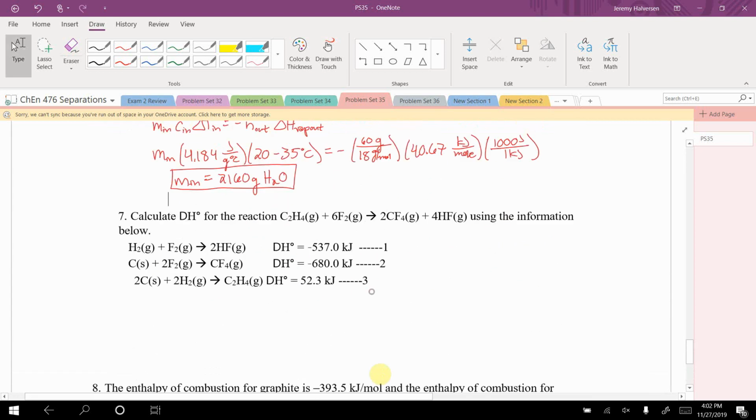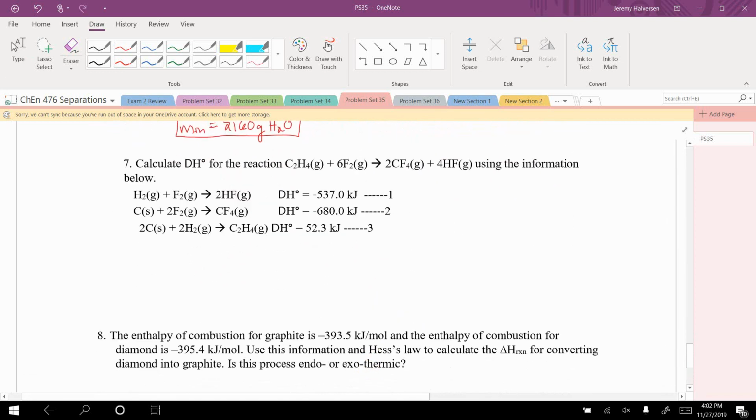All right, next problem. In this problem, this big D should just say delta. It should be a delta. Just when I converted the PDF to text, it changed it to a D. Calculate the change in enthalpy for the reaction. For this reaction using these reactions.